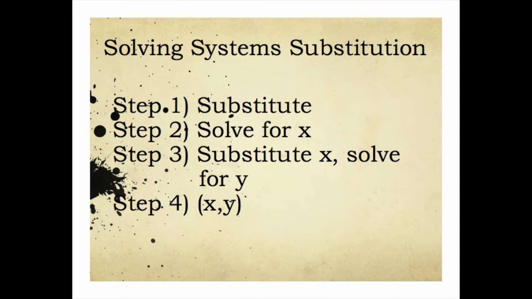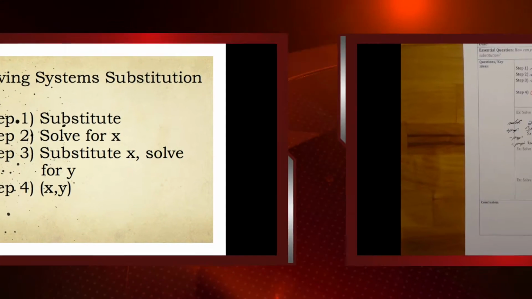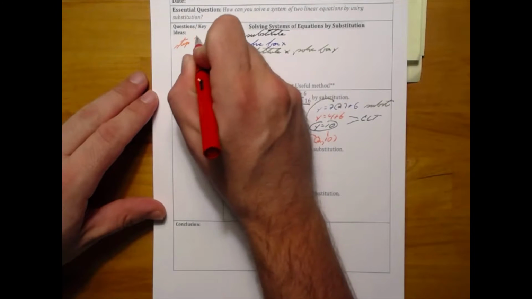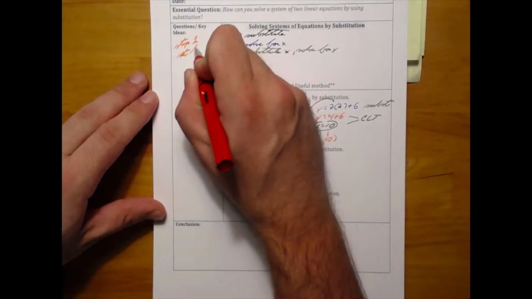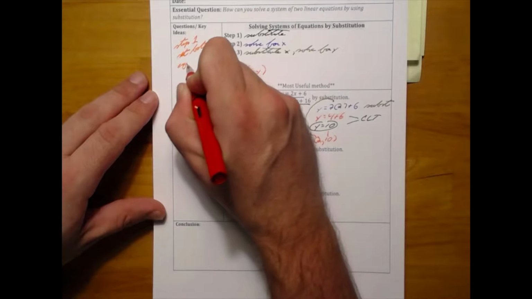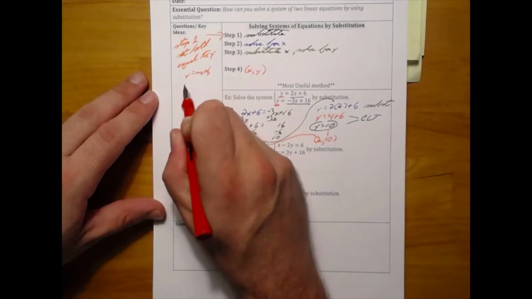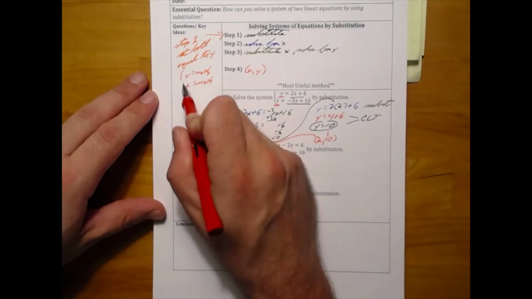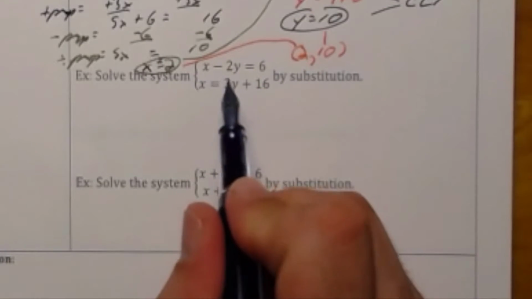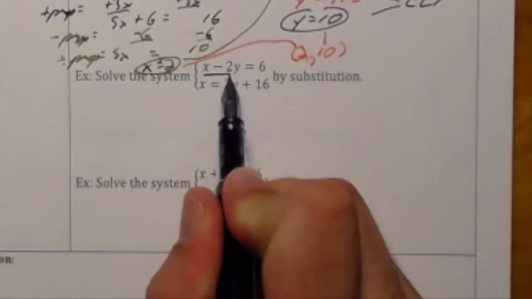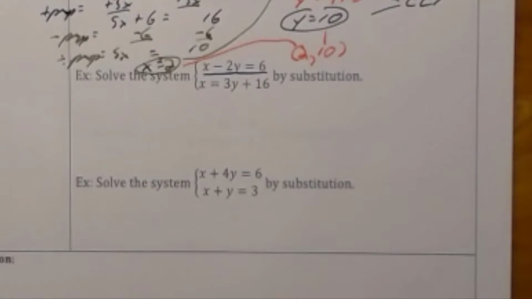Here we see the 4 steps to solving systems with substitution. A good key note about step 1 is that to best use this system, we might set both equations into slope-intercept form, or y is equal to mx plus b. Let's look at another example. We have x minus 2y is equal to 6, and x is equal to 3y plus 16.